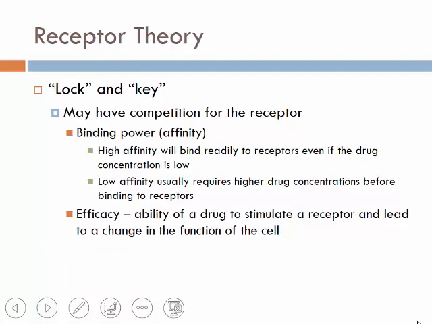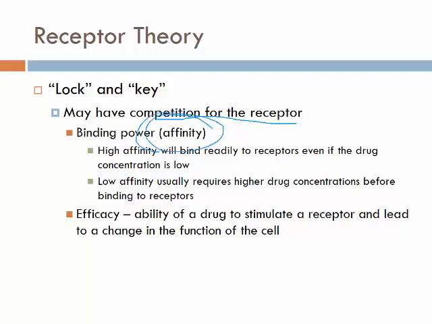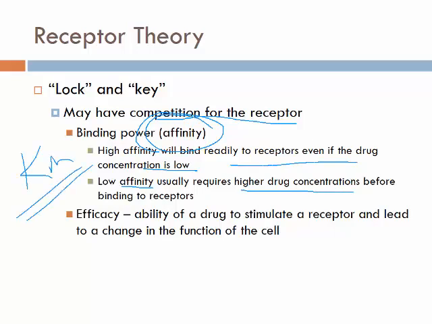you can have competition. We're probably very aware of this now. You can have competition for a receptor, and which compound is going to be the preferred compound to interact with the receptor is going to be dependent upon the affinity. High affinity will bind readily to the receptor even if the drug is in low concentration. Low affinity usually requires a higher drug concentration. This is all about Km, just like Michaelis-Menten, right? The efficacy is going to be the ability to stimulate a receptor and lead to a change in the function of the cell.